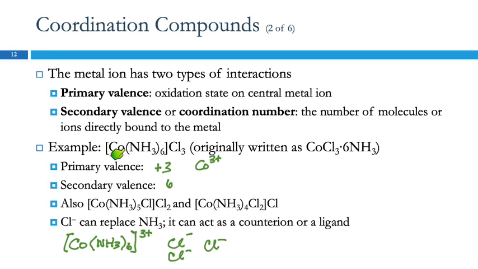We can form very, very similar compounds that yet are different. We could also have Co(NH3)5Cl2. So now one of these NH3 groups has been replaced by a chloride ion, and then we only need 2 chloride ions to counter. Or we could replace 2 of those NH3s with chlorides, and now we only need 1 as the counter. So those ligands and counter ions, it's possible for them to switch places. That makes it a different compound.